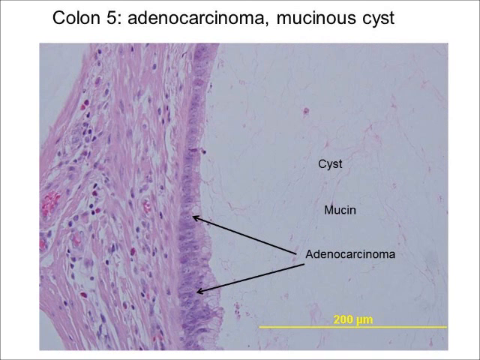Examine one of the cysts under high power. You can make out the light-staining mucin within the cyst that is produced by the adenocarcinoma. This indicates that this is a mucinous type of adenocarcinoma, which has a slightly worse prognosis than its non-mucinous counterpart.